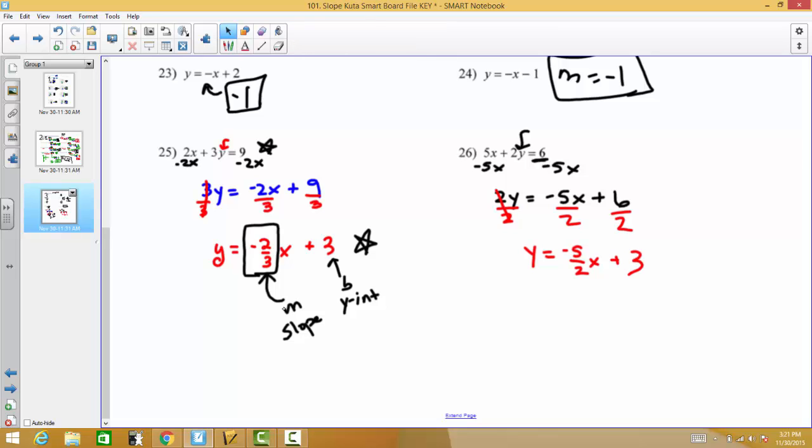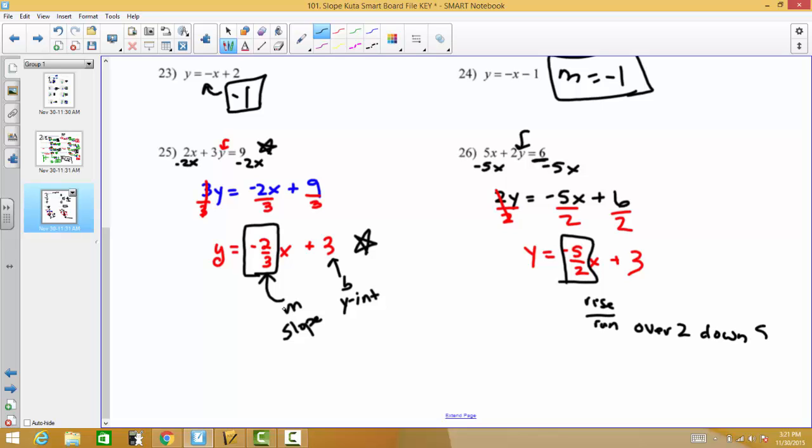I'm going to leave it at 5/2. I'm not going to change that because for slope, this is rise over a run. So what that means is over 2, down 5. Slope is much easier to work with in fraction form than mixed number.